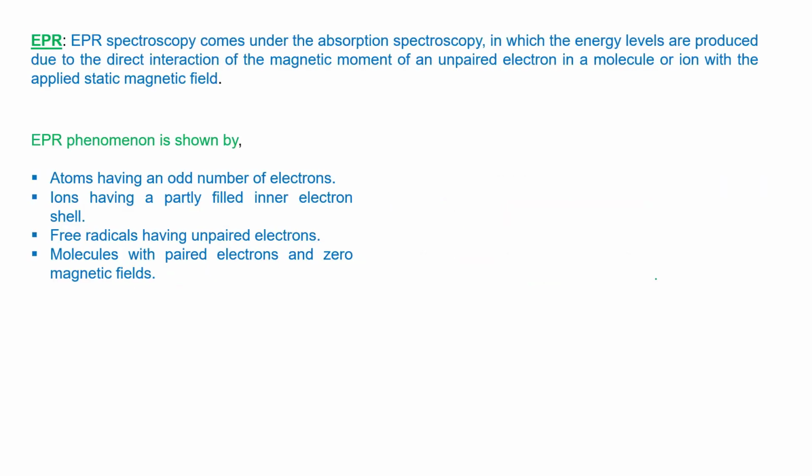Before doing any numerical calculation, we have to know a few things. First, EPR, or electron paramagnetic resonance spectroscopy, is one kind of absorption spectroscopy where different energy levels are produced due to the interaction between the magnetic moment of an unpaired electron in a molecular ion with the applied static magnetic field. An electron having a charge and revolving around an orbit in an unpaired environment will definitely produce a magnetic field. Now, if you keep the electron in an external magnetic field, the two magnetic fields will interact with each other and form different energy levels. In these different energy levels, electronic transition is possible, and because of this transition, the EPR spectrum will arise.